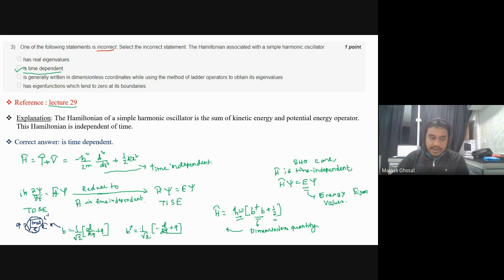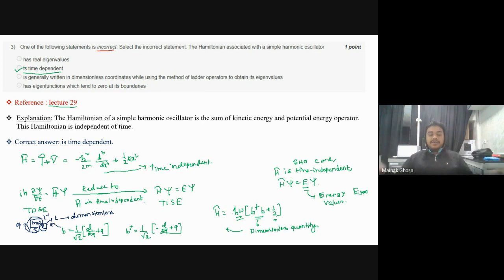Okay, and x is distance, a length. So if you multiply this, q will be dimensionless. And since the ladder operators which you are using here, by which you are constructing your Hamiltonian operator, are made of some quantity which is dimensionless, so then it must be dimensionless.